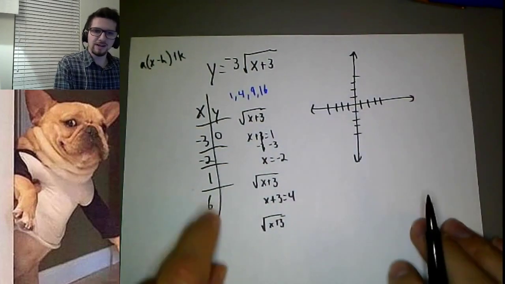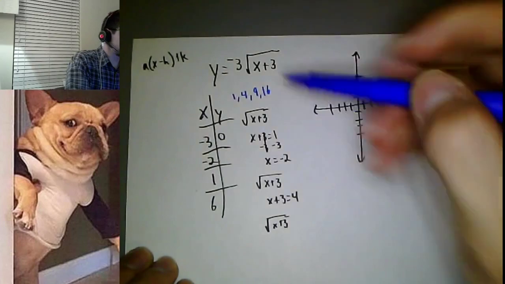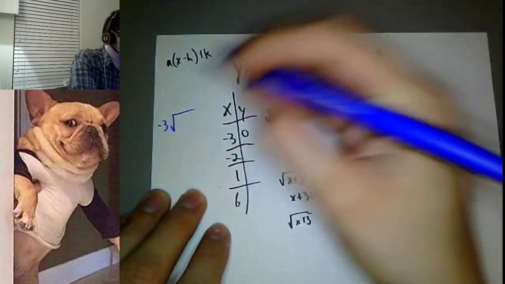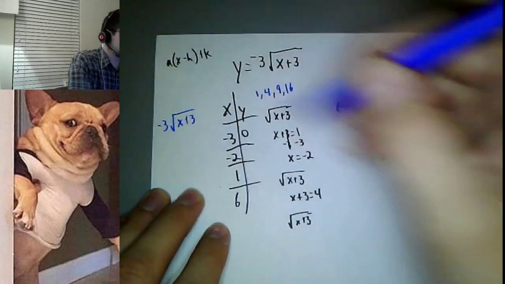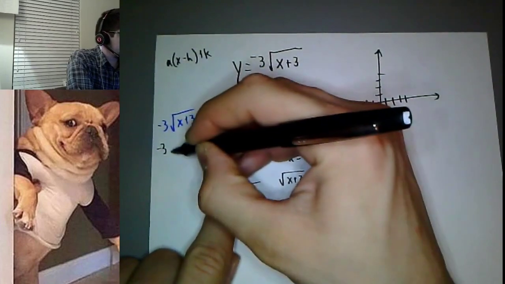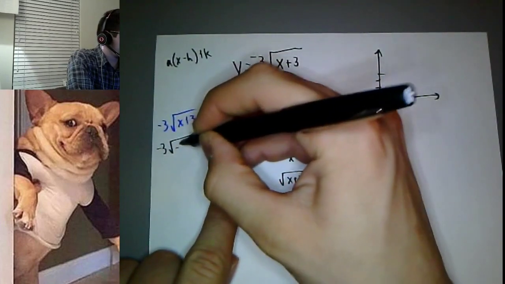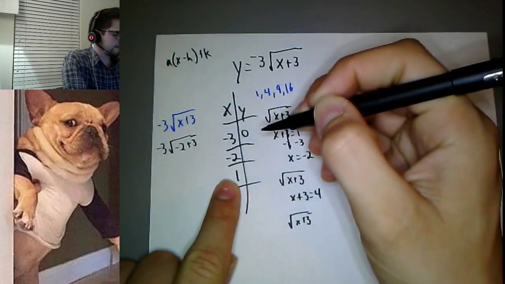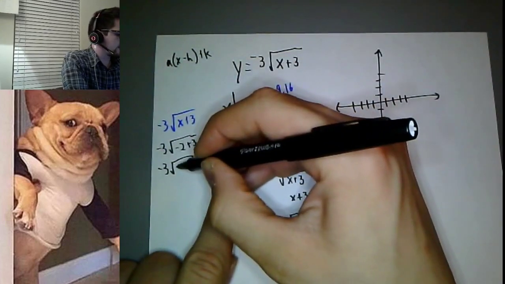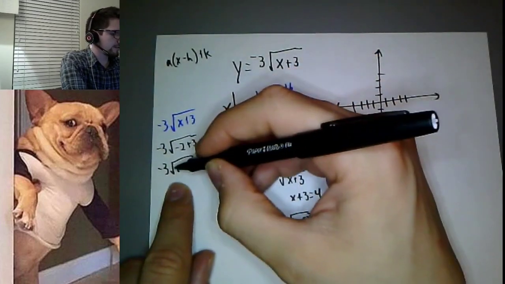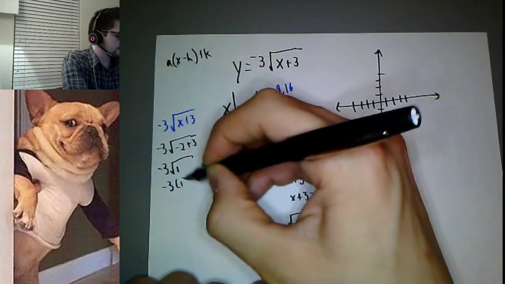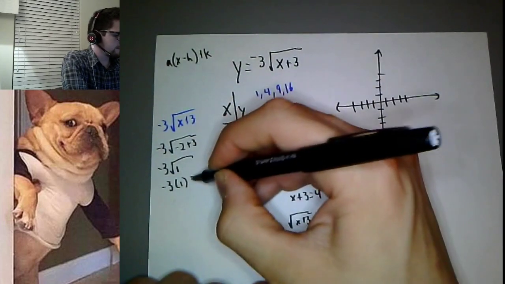Cool. So I have my x values. Now I got to plug those suckers into the original equation. So negative 3 times the square root of x plus 3. For the first one, negative 2. Negative 3 times the square root of negative 2 plus 3. What's negative 2 plus 3? It's positive 1. What's the square root of positive 1? 1. So negative 3 times 1, which is just negative 3.